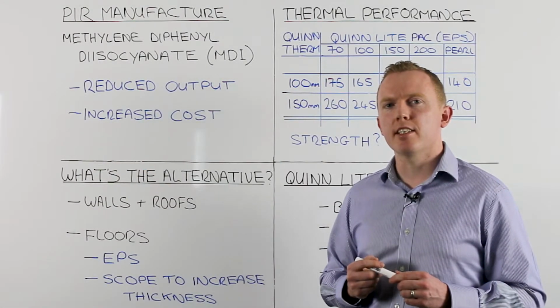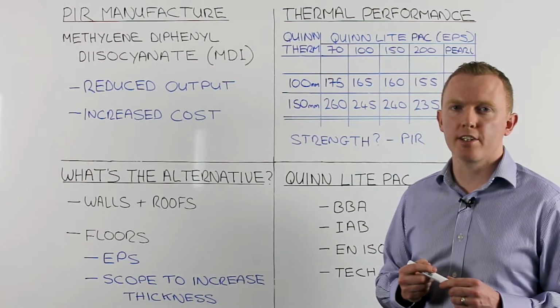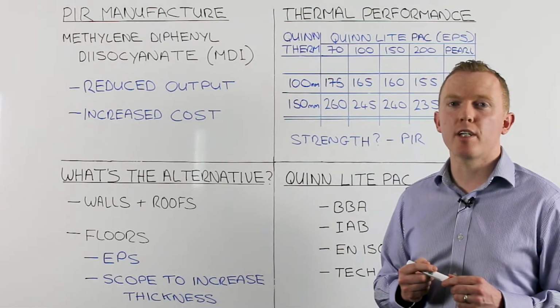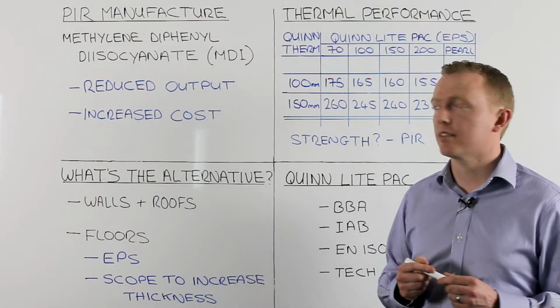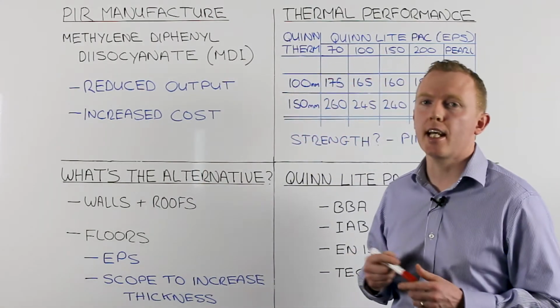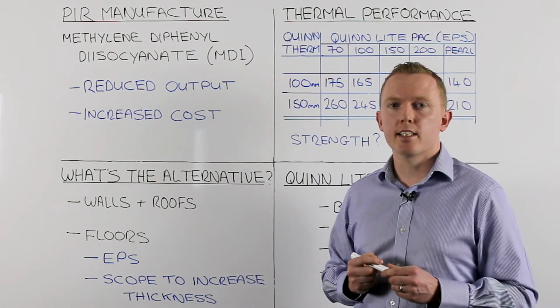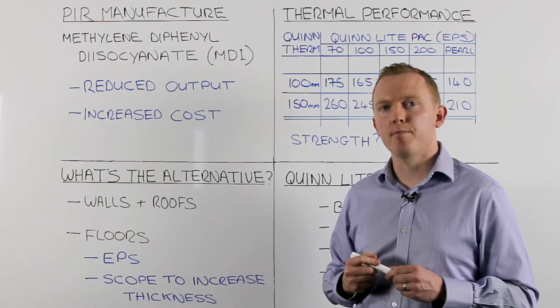As a result of recent price increases in PIR insulation, we've been asked if there's a cost-effective alternative to PIR insulation in floor applications. Firstly, what has caused these price increases? Methylene diphenyl diisocyanate, or MDI for short, is one of the key components in the manufacture of PIR insulation.